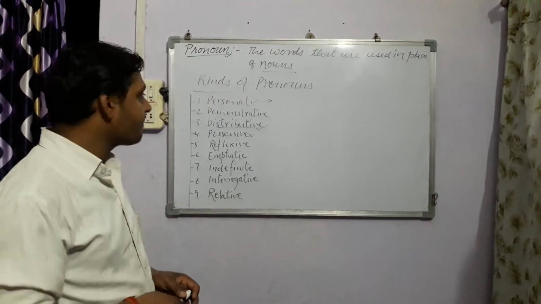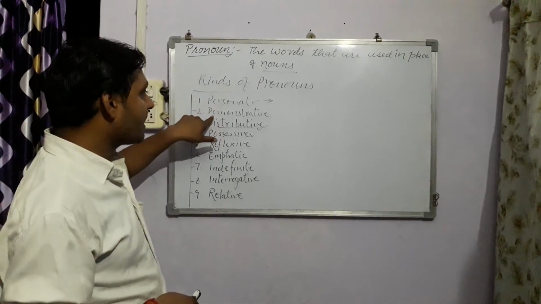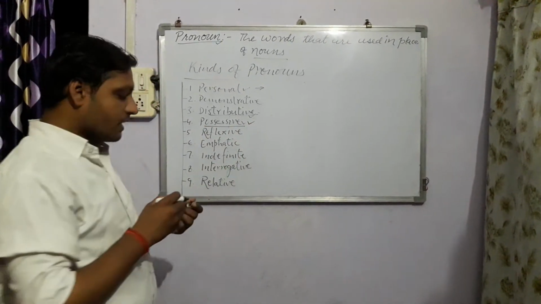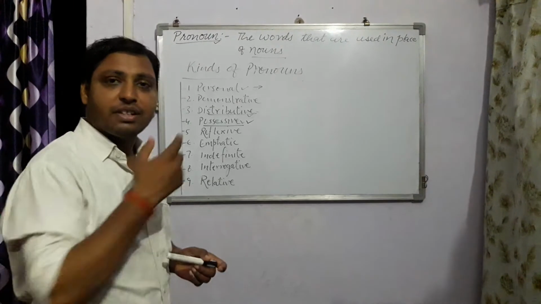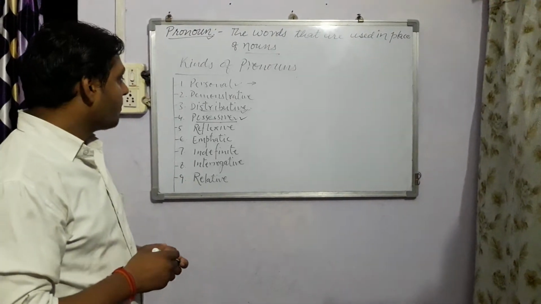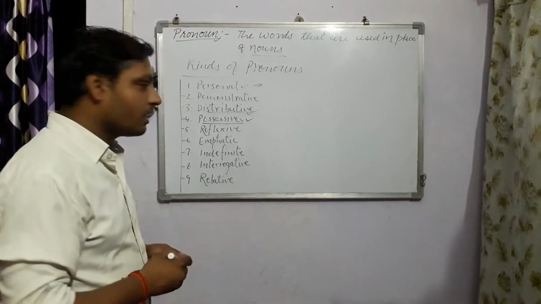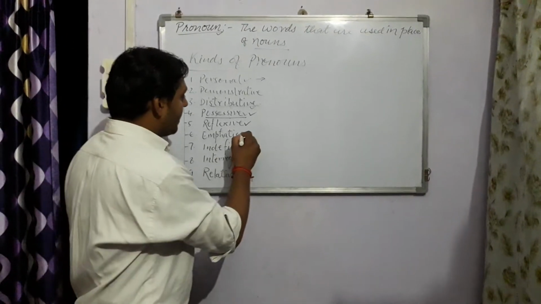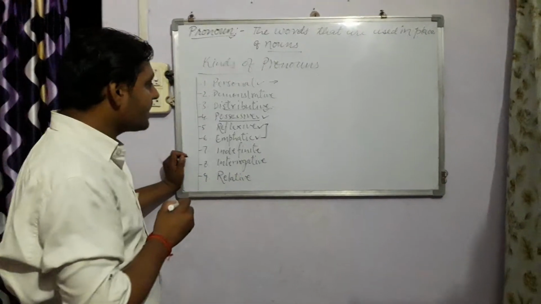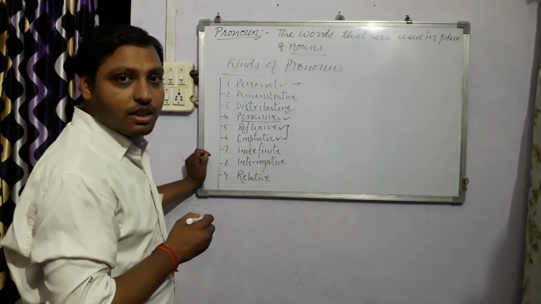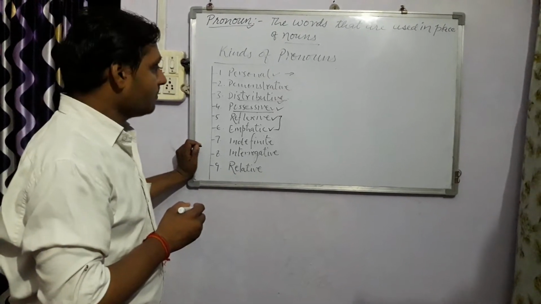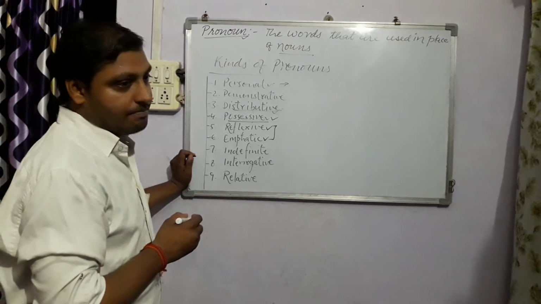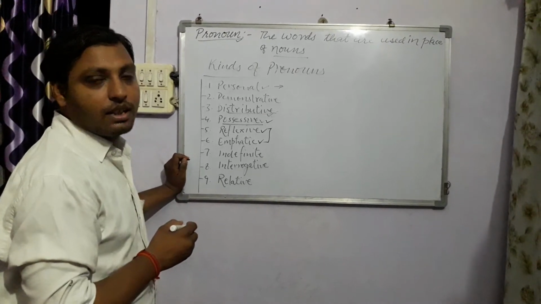Up to now we had learned personal pronoun, demonstrative pronoun, distributive pronoun and possessive pronoun. These four pronouns have been completed up to now in the previous video. Now we are going to talk about the next one, which is reflexive, and the other one is also there, emphatic. We are going to learn these two pronouns together because they are the same when we look at them, but their use is different. Let us have a look at it.